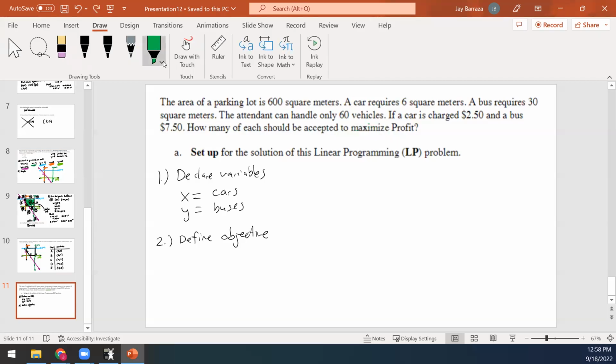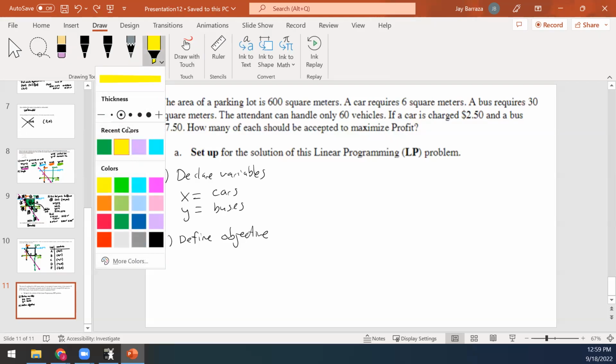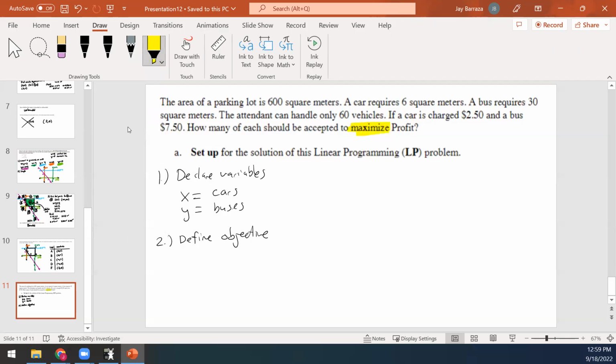I'm going to try using green, yellow. If that's better. Yeah, maximize. And what do I want to maximize? I want to maximize profit. So how do I do that?